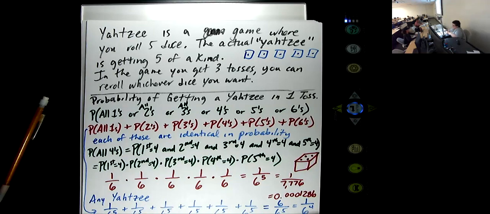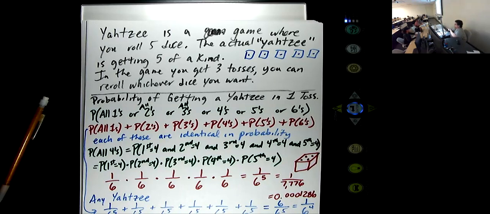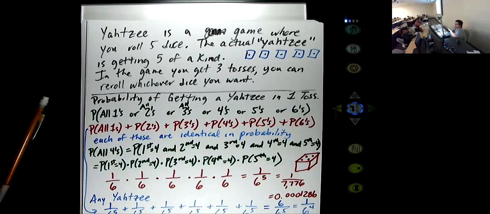Now we're looking at 0.0007716. Now we got a 0.07% chance. 0.07, or rounded up to 0.08. Yeah, I'm off the screen, aren't I?